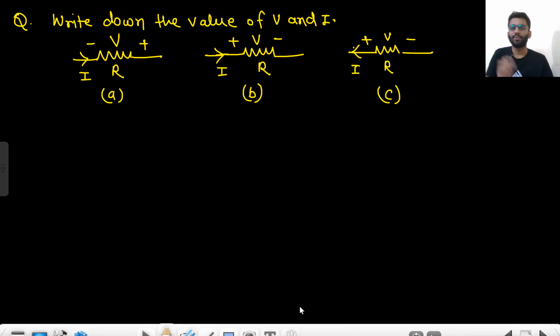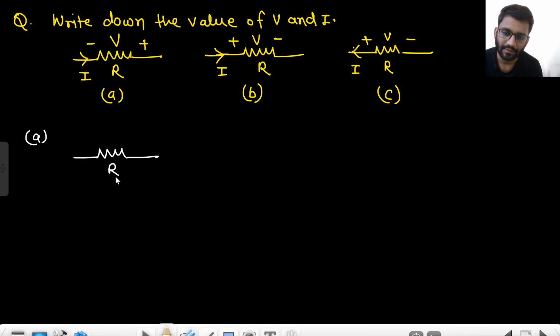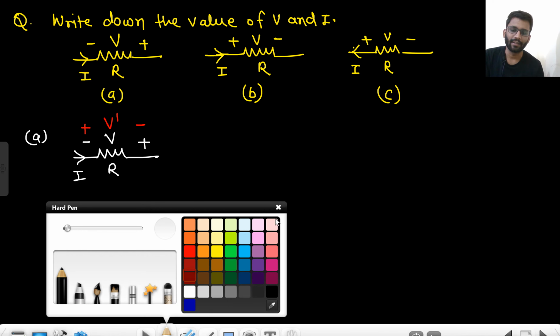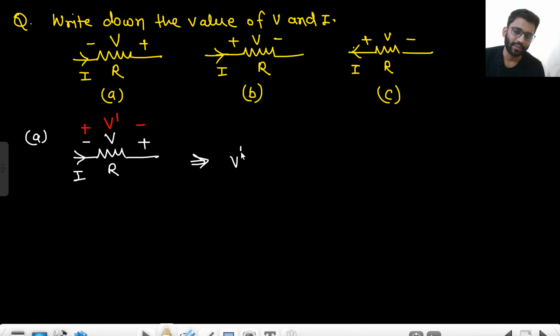Let's move on to this question. You need to write down the value of V and I with sign. Let's move on to the first question. Resistor R, the current is flowing in this direction, but the voltage given is like this. What did I say? The current will always flow from high potential to low potential. So actually it should have looked like this. So this should be V dash.